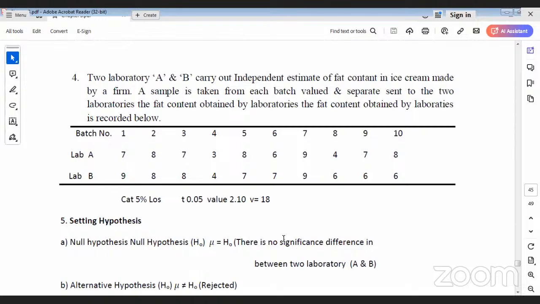2 laboratories A and B, ఇండిపెండెంట్ శాంపిల్స్.